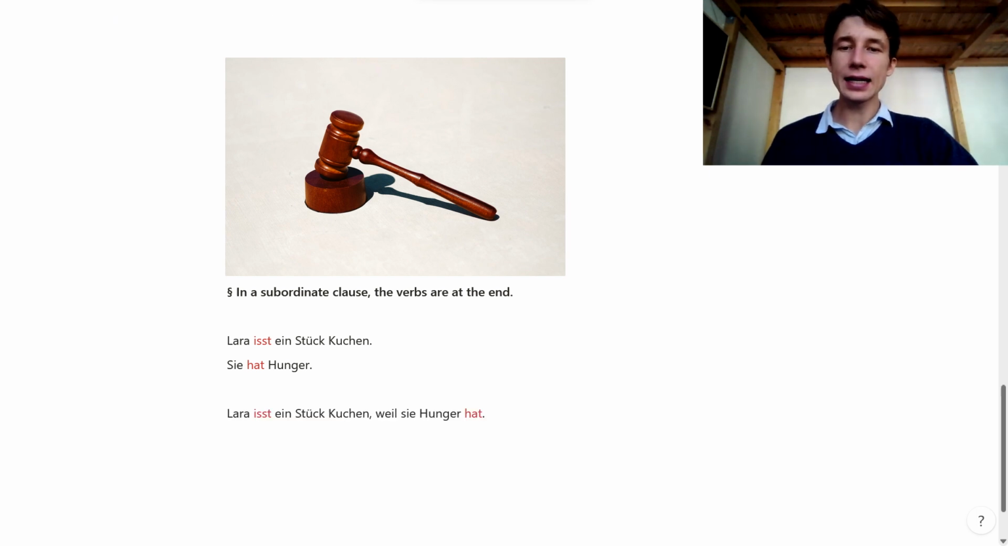Here it is. Lara isst ein Stück Kuchen, weil sie Hunger hat. So the first clause, the main clause, still stays exactly the way it was, and then the second clause, weil sie Hunger hat, is the subordinate clause, and the verb is at the end.